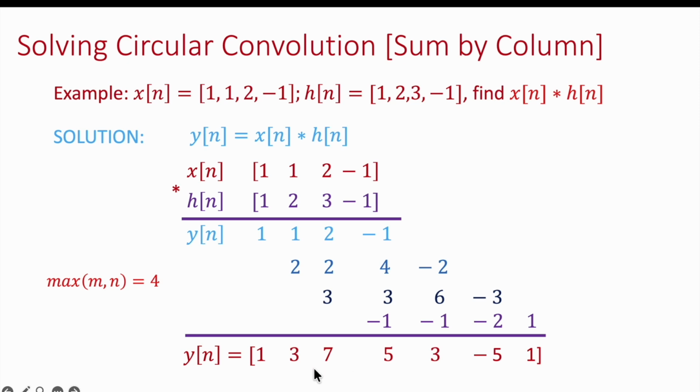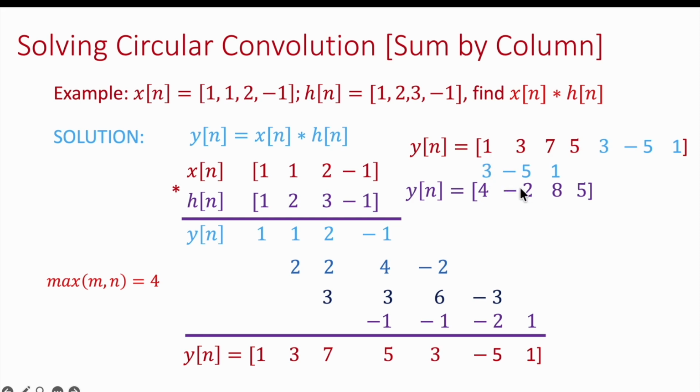Again here you can see that the total number of samples here are 7, but according to this formula for the circular convolution, the total number of samples should be 4. So then again you have to perform the wrap effect. Like these 3 samples will be wrapped around onto the first locations, like 3 here, and then this minus 5 here, and then this 1 is here, and then add them together: 3 plus 1 is 4, minus 5 plus 3 minus 2, 1 7 8, and then 5 as it is, and then you have the resultant.